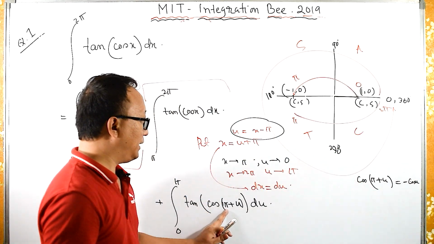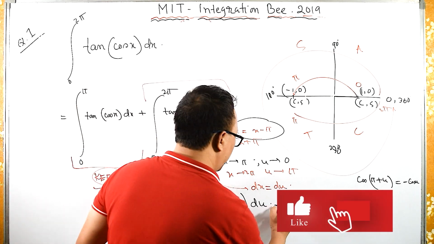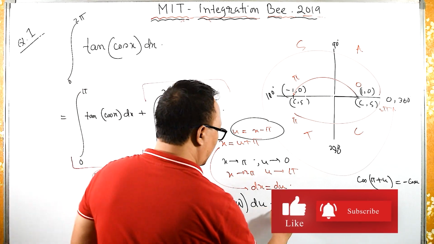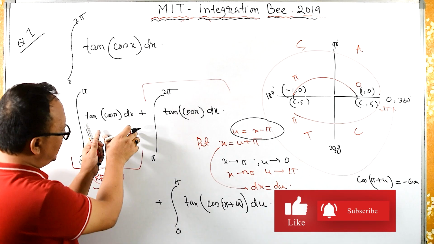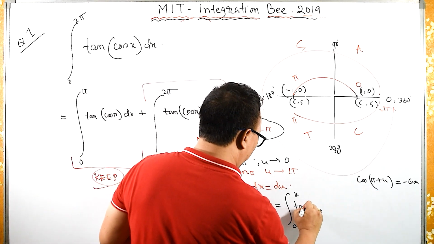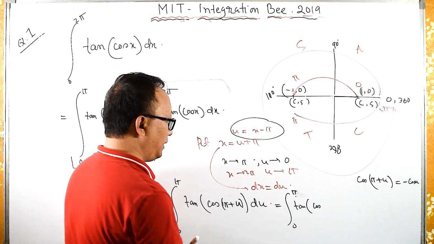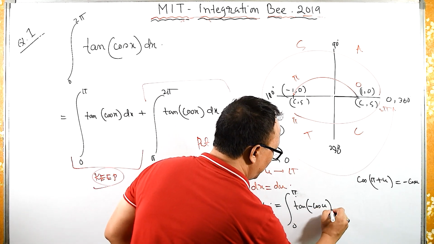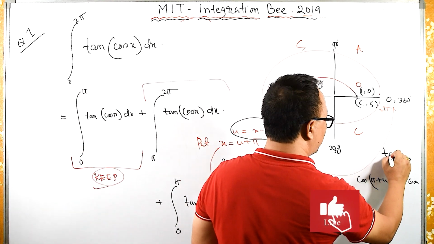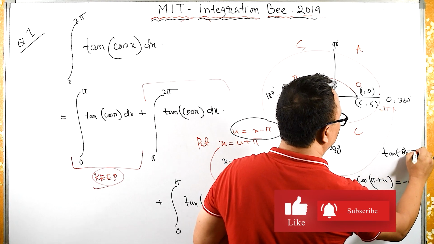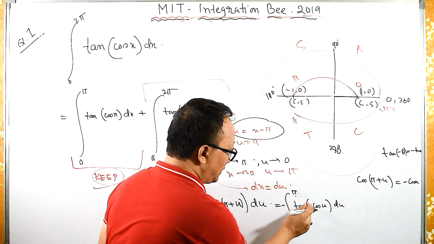Therefore, instead of cos of pi plus u, I can write the same as 0 to pi, just considering this part, this as it is, tan of, here we will get minus cos of u into du. But remember, tan is an odd function. Tan of minus theta is the same as minus tan theta. So this minus I will bring out.